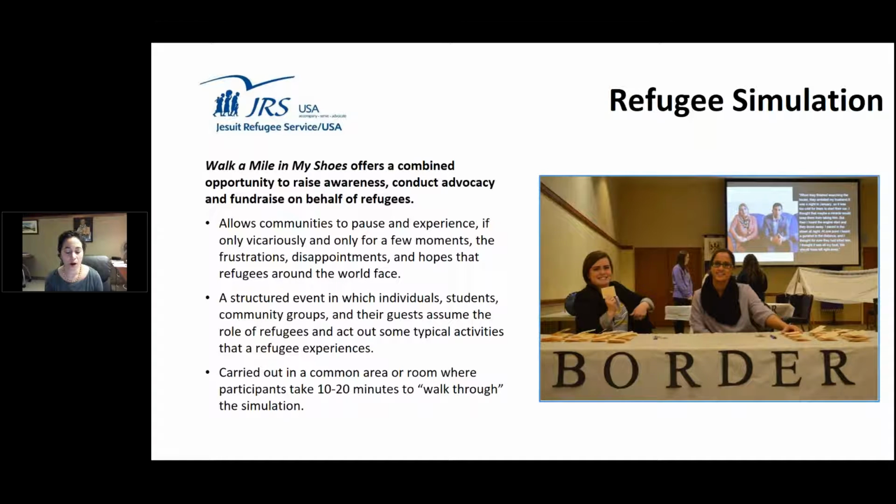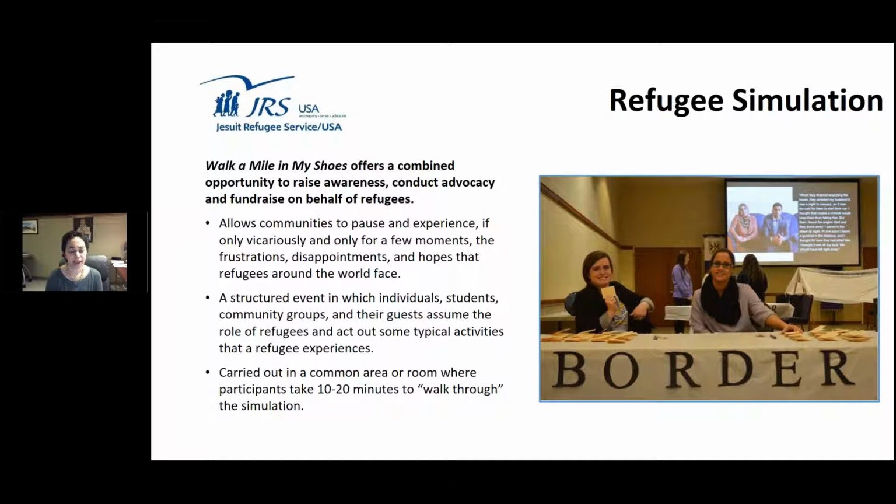So it could take that form. Some groups have augmented the simulation by hosting a brief panel discussion before or afterwards, so that attendees could hear the discussion during the panel and then walk through the simulation. So it can take a variety of forms, really, again, whatever works for your context.